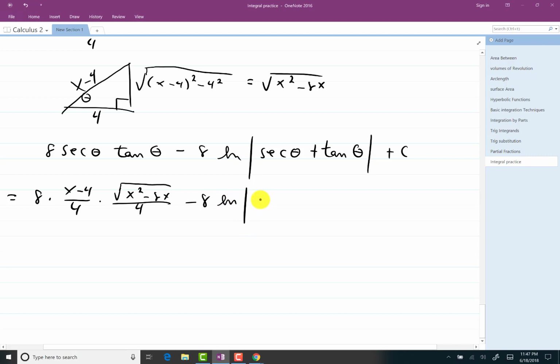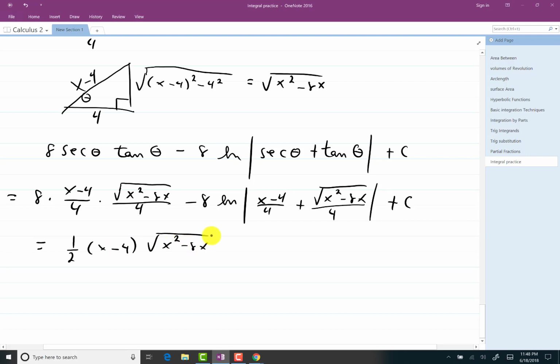Secant theta is (x minus 4) over 4, and then tangent of theta was (x squared minus 8x) over 4, plus a constant. You could leave your answer like that, although a lot of people would want to simplify a little bit. For example, I'll get 1/2 (x minus 4) times the square root of x squared minus 8x. And I'll show you what a book did to me for the answer. Pretty sneaky, but it's still not a problem.